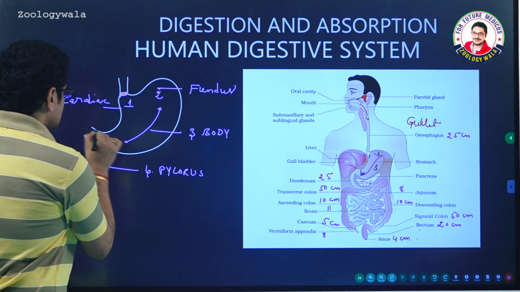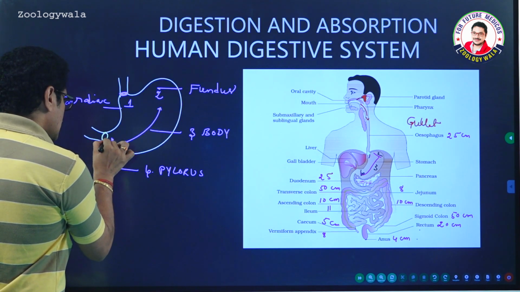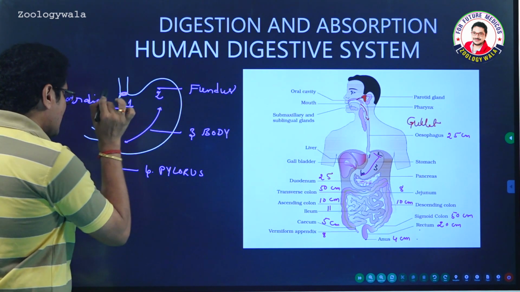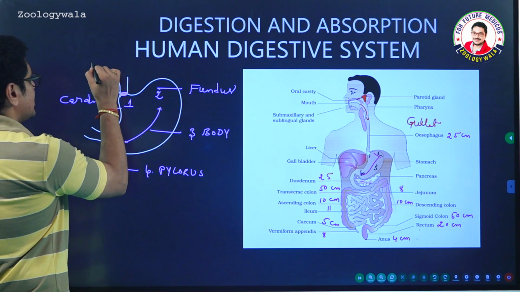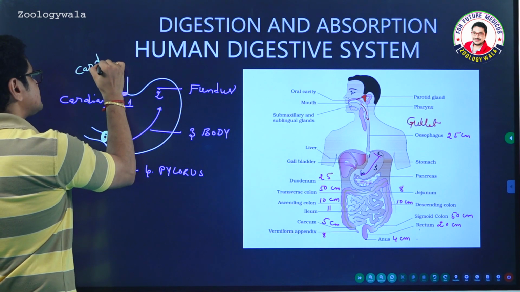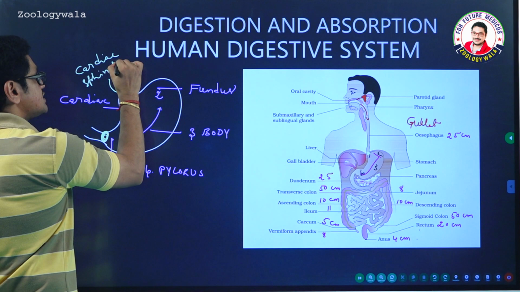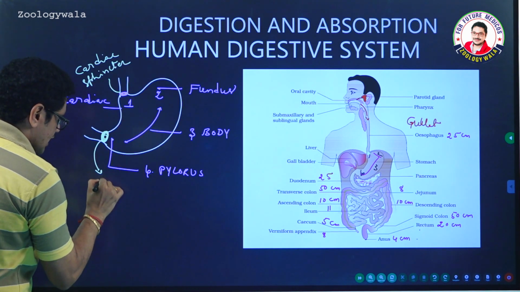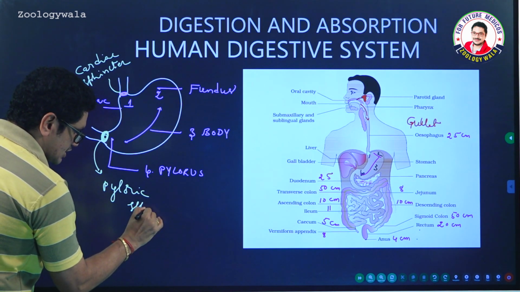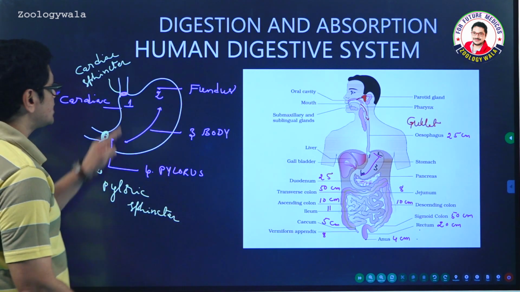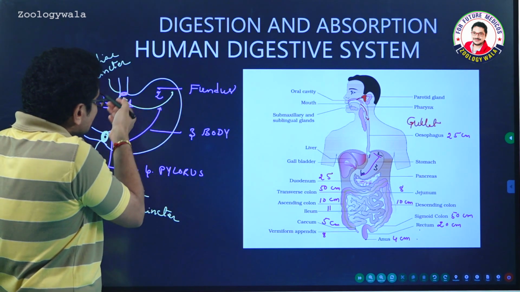This is an area, and once again here there will be another sphincter present, called the pyloric sphincter. You may ask me, what is the basic function of the cardiac sphincter and pyloric sphincter? Just now I mentioned this as the cardiac sphincter, and this one as the pyloric sphincter.